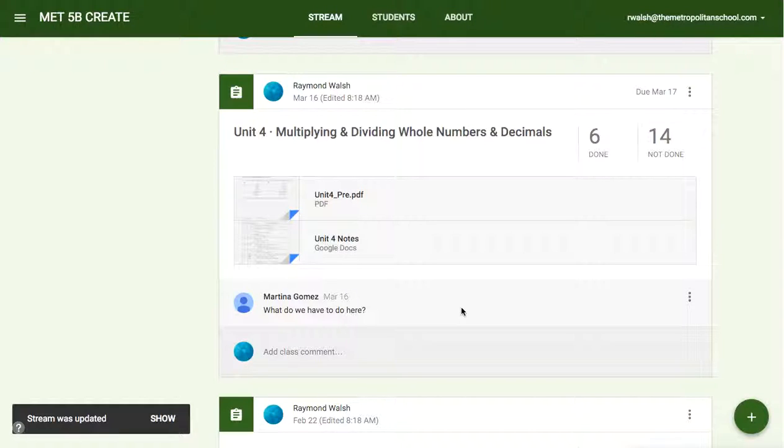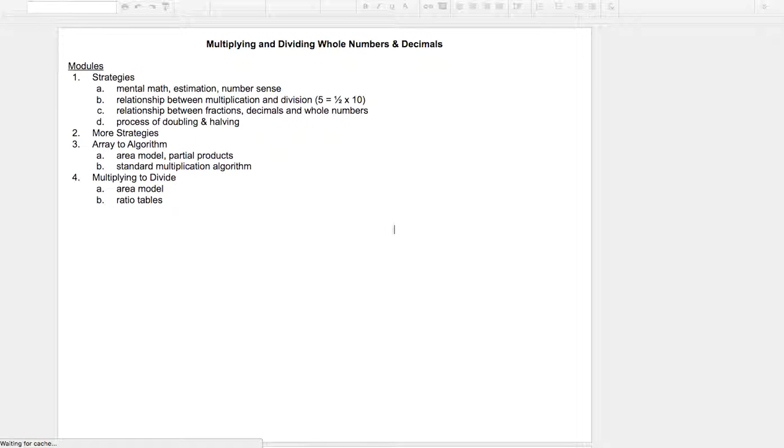This is a lesson about Bridges, Unit 4, multiplying and dividing whole numbers. This is session 1. So what I'm going to do is come to Google Classroom, find the math assignment, and open the Unit 4 notes. Okay, so this is just an outline of what the unit is about.